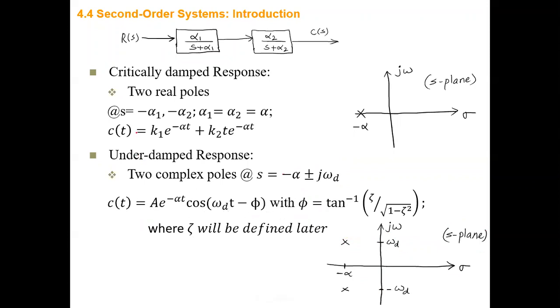Then what is your solution? Remember this solution; how does it change in this case? In this case, your solution will be A, you could simply say K also, this is a constant anyway. So A times e to the negative alpha t, times cosine of omega d t plus phi. You have the new parameter here, phi. What is phi? Phi is defined by a formula, but this formula has xi.